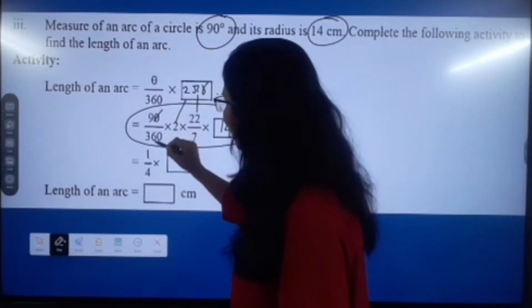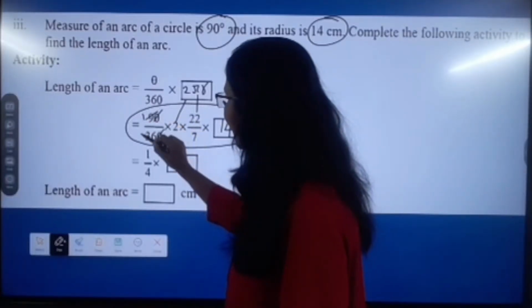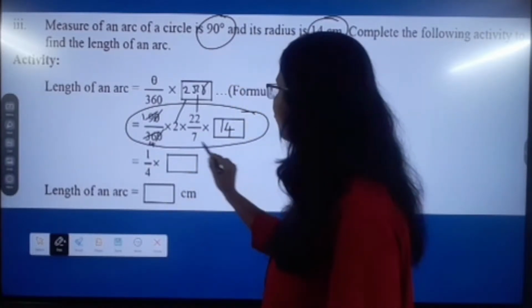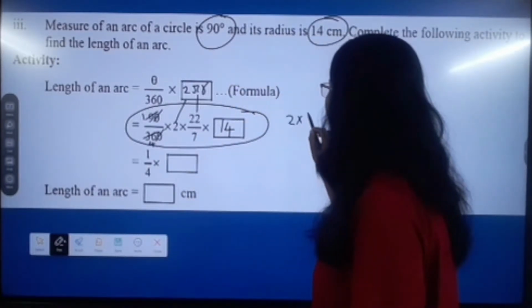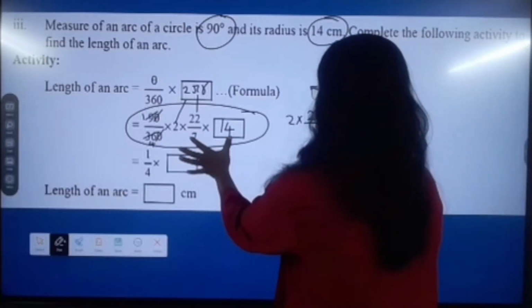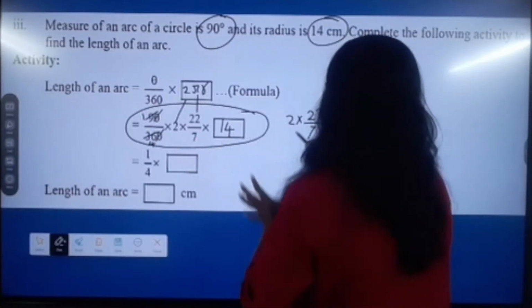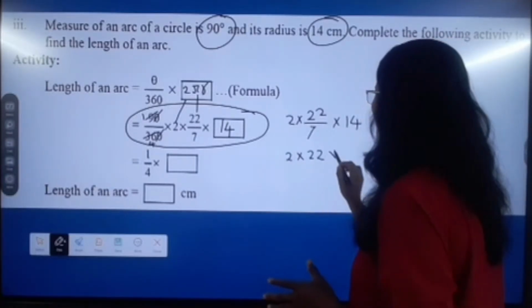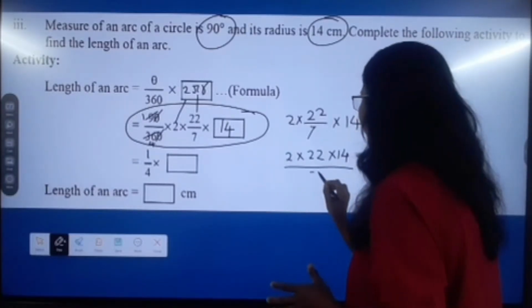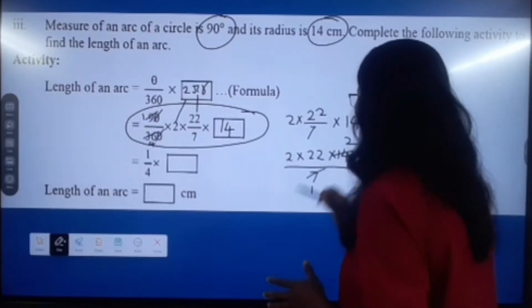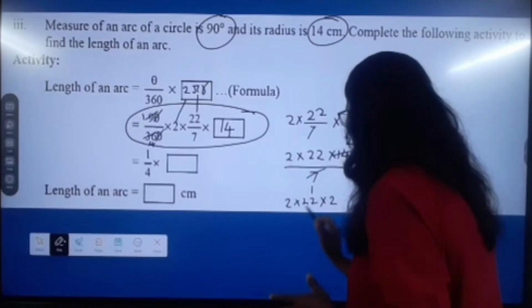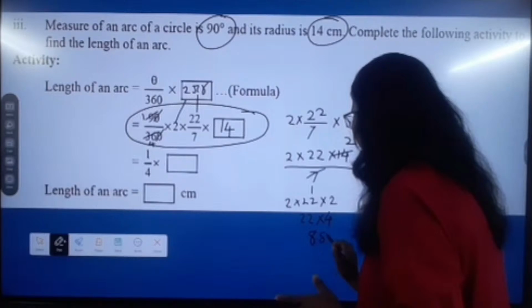So here 0 0 get cancelled, then 9 ones are 9 and 9 fours are 36. They only write down 1 upon 4. So we have to calculate this part only, students. That is 2 multiply 22 upon 7 multiply 14. So that means 2 multiply 22 multiply 14 divided by 7. So 7 ones are 7, 7 twos are 14. So 2 multiply 22 multiply 2, that means 22 multiply 4, and that means 88.